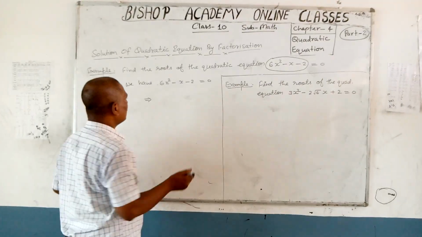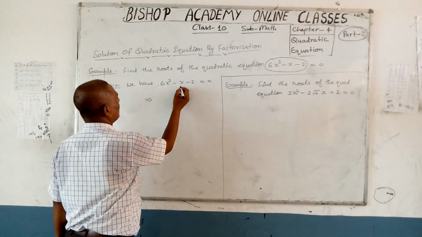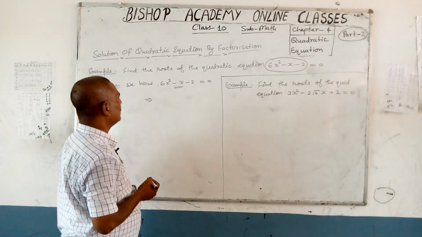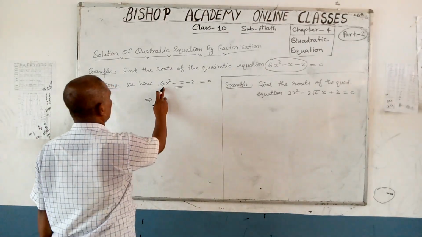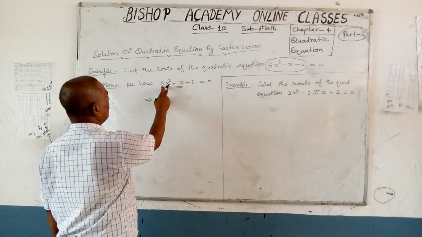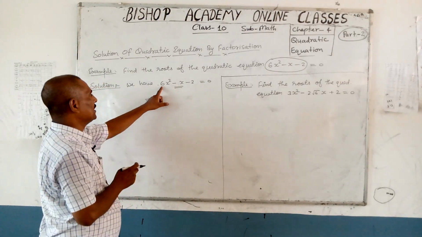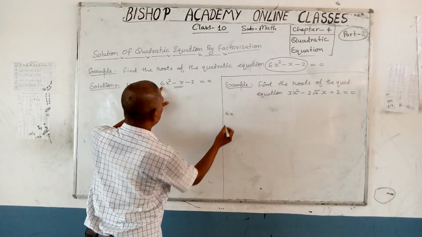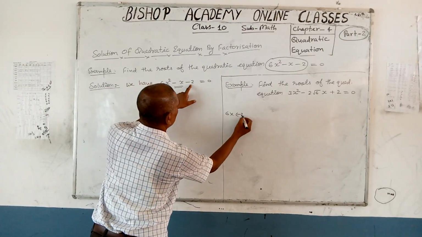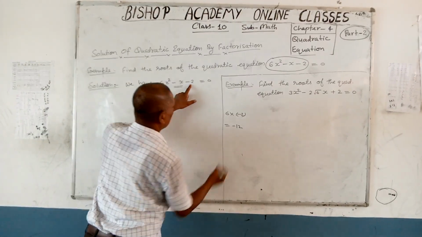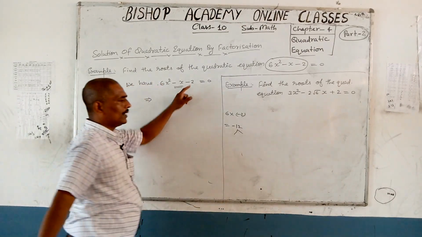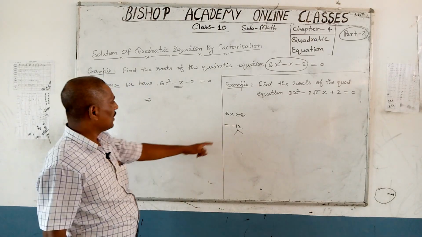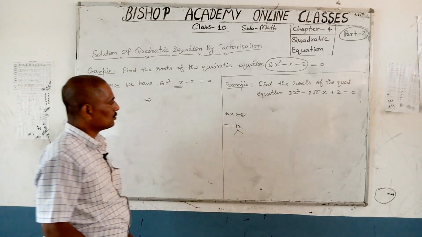To factorize this, you split the middle term, which is minus x. How to split this? What is the coefficient of x square? The coefficient of x square is 6. So you multiply this 6 with the constant term minus 2 and you get minus 12. You find two such factors of minus 12.